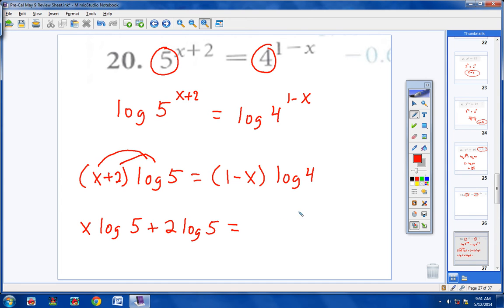Now, Caleb, if you're watching here, you take 1 times your log, negative x times your log. You would have 1 times log of 4. And I'm not going to put that 1 there, guys. That's really a waste of space. So log of 4. Then be careful. It's a negative x. So negative x times logarithm of 4. Okay?